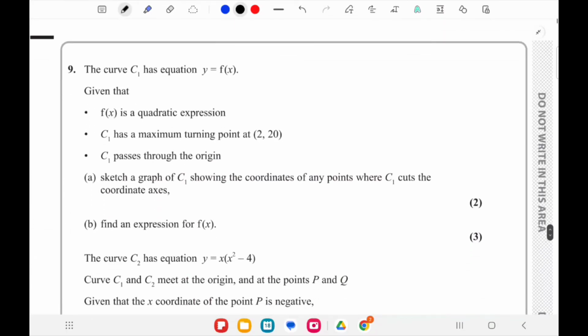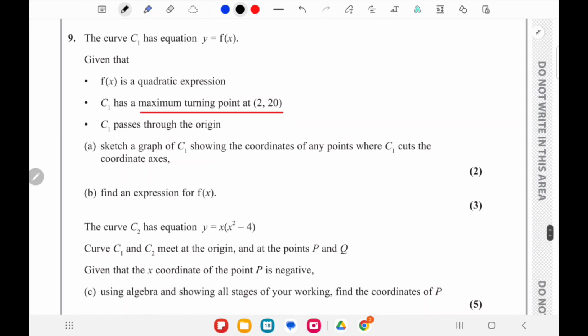Now in question 9, we are given that y equals f of x, and f of x is a quadratic expression with a maximum turning point at (2, 20). A quadratic has a maximum if it's a minus x squared curve. Oh, it also passes through the origin.